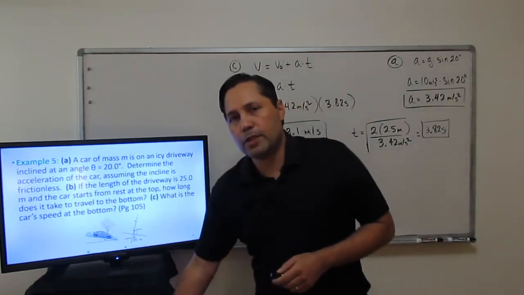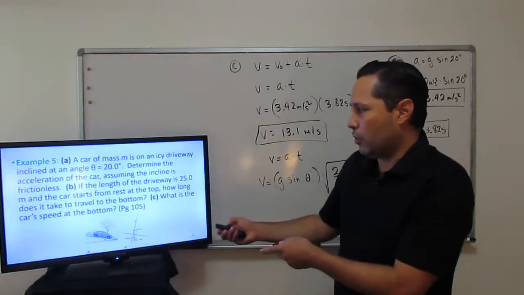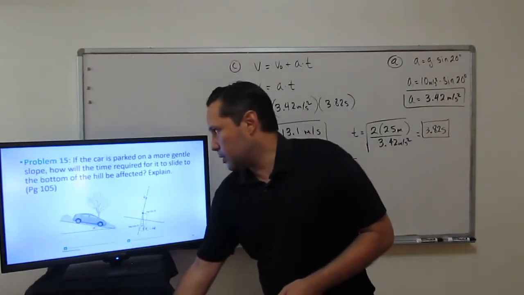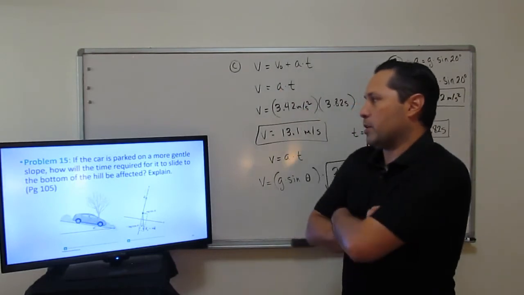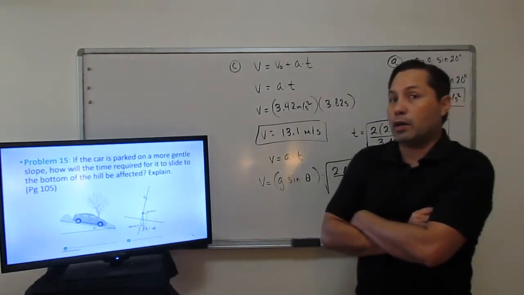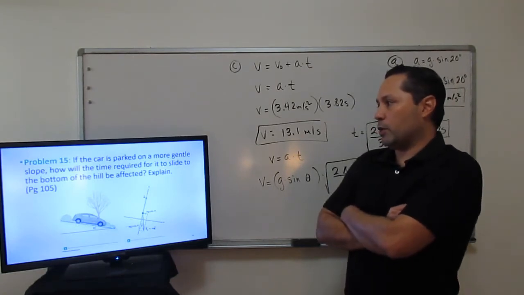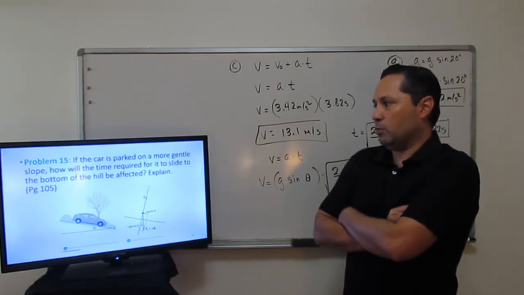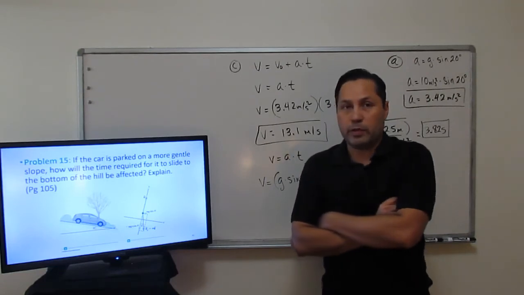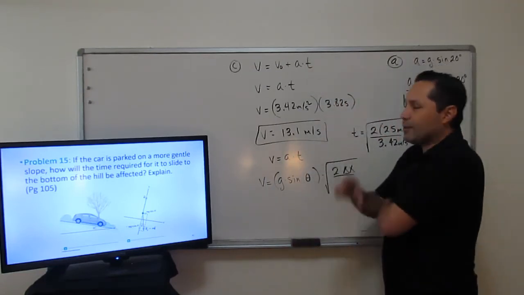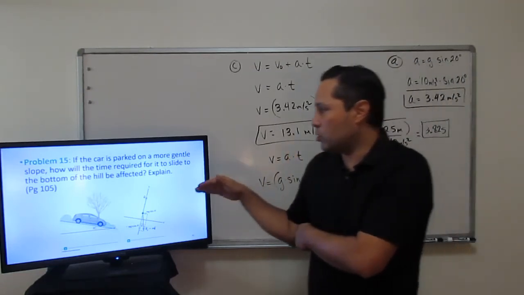Problem 15 is up next, and it's going to piggyback on this problem. It says, if the car is parked at a more gentle slope, at a lower angle, what will the time required for it to slide to the bottom of the hill be, how will it be affected? And explain your answer. Alright, so we're decreasing the angle because it's a more gentle slope.